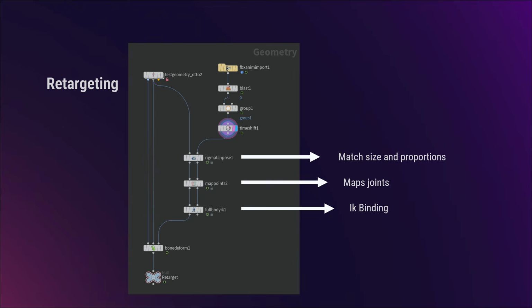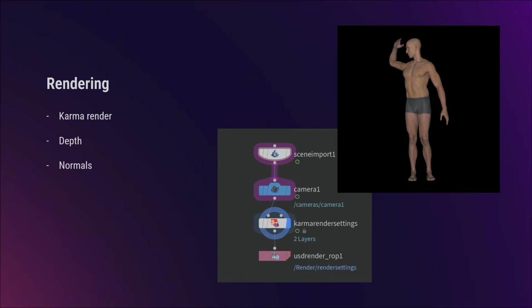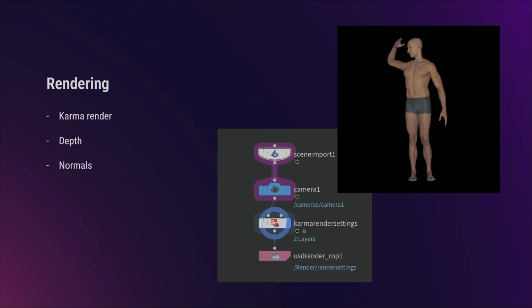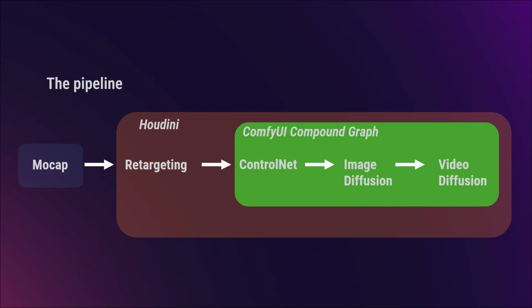So retargeting itself is very straightforward. We bring the FBX on the top, we process it a little bit, and then we just do rig match pose, map points, and full body IK. So the actual body of the retarget character can actually move, and we just render it. Get maybe some depth passes, some normals if we want, but that's pretty much our process for the mocap part. So that's done with the initial part of the pipeline.